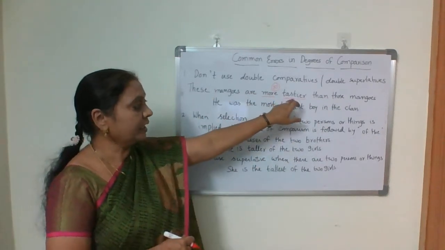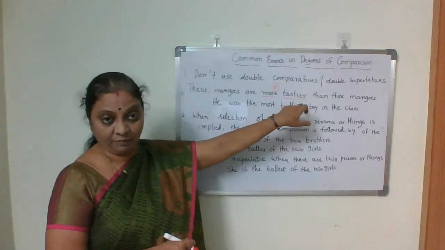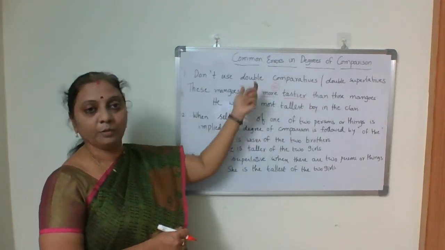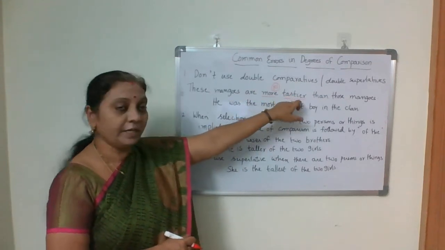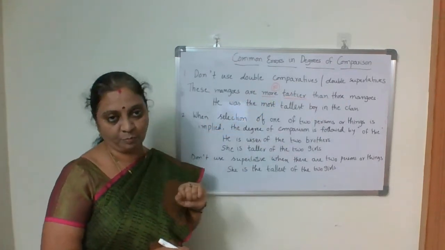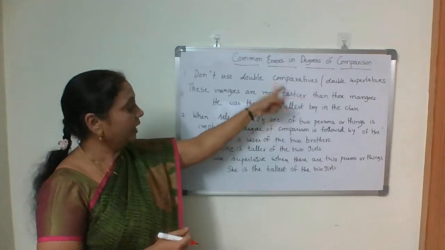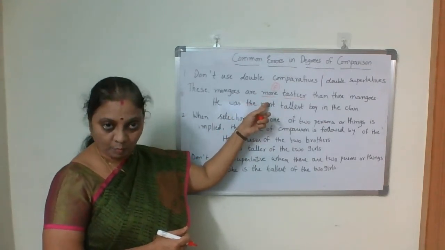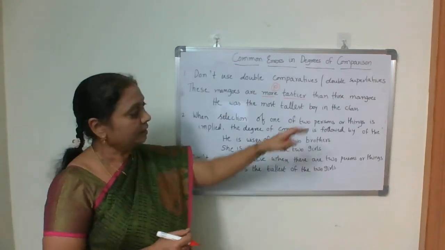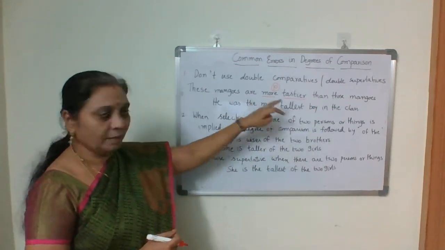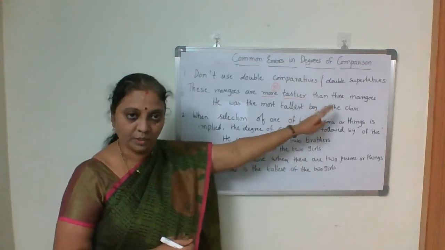But already tastier, ER we added for this word, isn't it? Again, you should not use more before that. Okay, tastier already, ER form, we used one comparative form. Again, you should not use more. Okay, so that is the mistake, common mistake the children do. So double comparatives you should not use in a sentence.